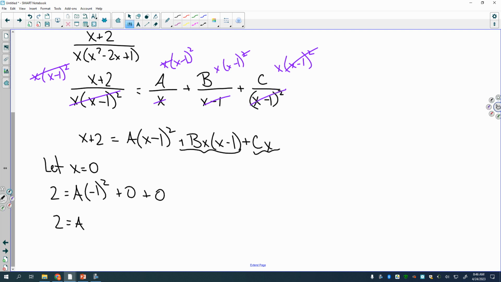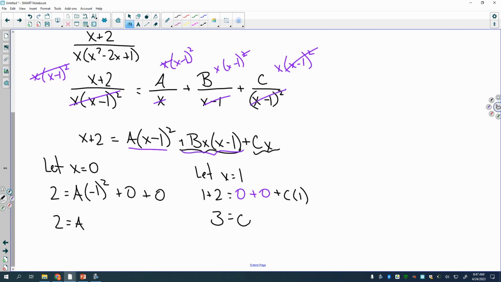Now, once I have that, I'm going to let x equal 1. And what that does is it makes this first term 0. So I get to put a 0 in for that. It makes this second term also 0. And then plus C times 1. 3 equals C. So I've got A, I've got C. Now it's a matter of finding B.